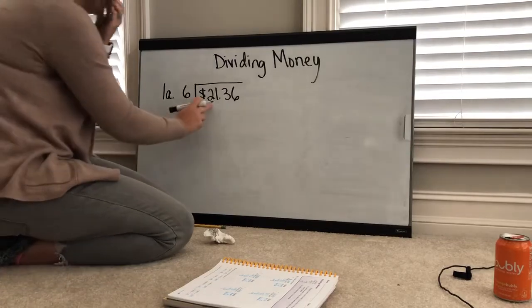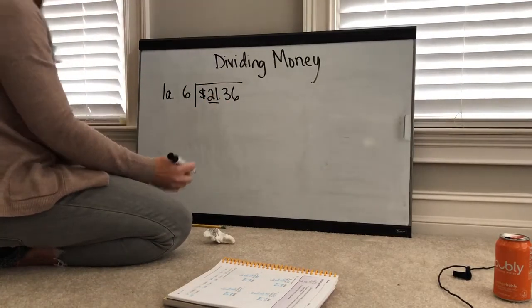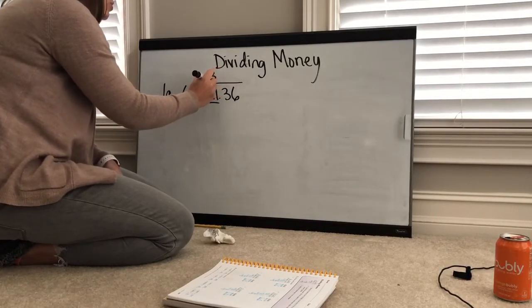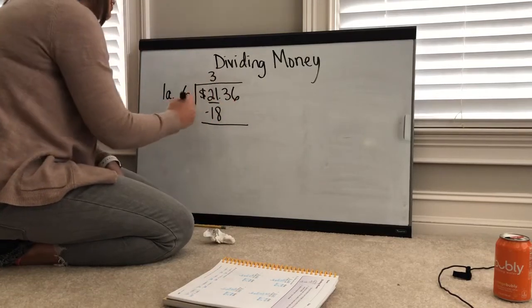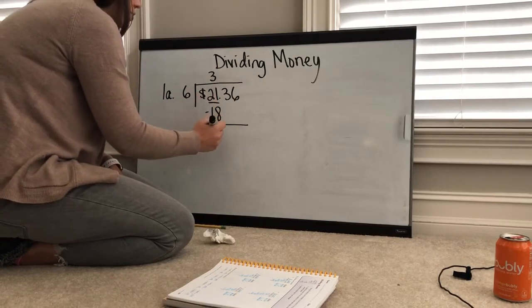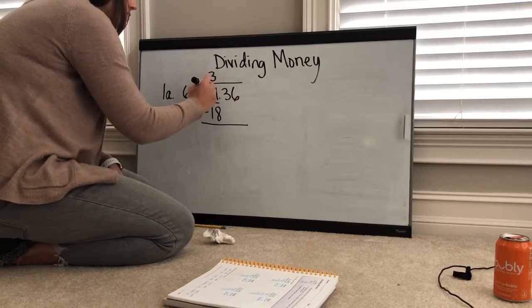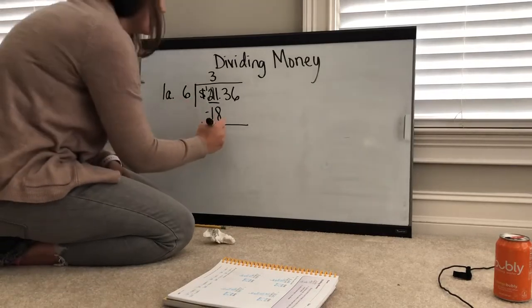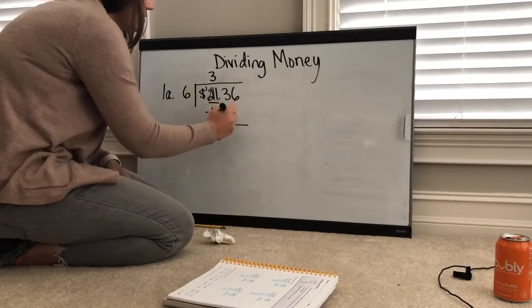My first step is to look at the 2. It's not big enough, so I'm going to look at the whole 21. 6 goes into 21 3 times, because 6 times 4 is 24. That's too big, so 6 times 3 is 18. Now subtract 21 minus 18. You can borrow. Some of you I know do that. And then some of you count up, 18, 19, 20, 21. So either way, you're going to end up with 3. 3 is smaller than 6, we're on the right track.